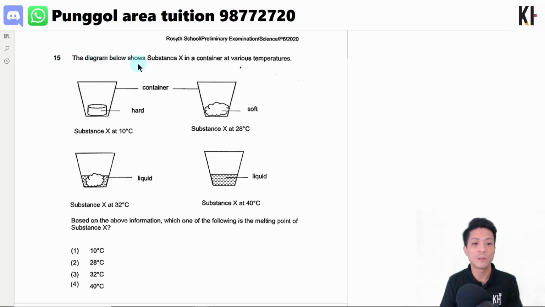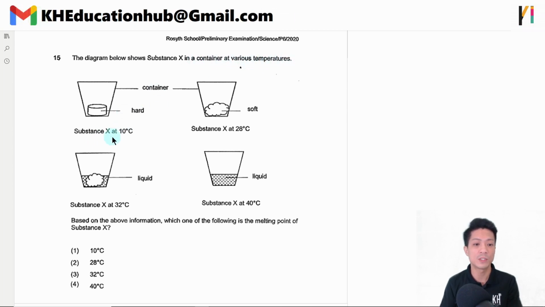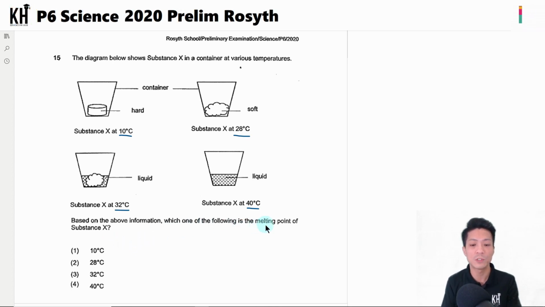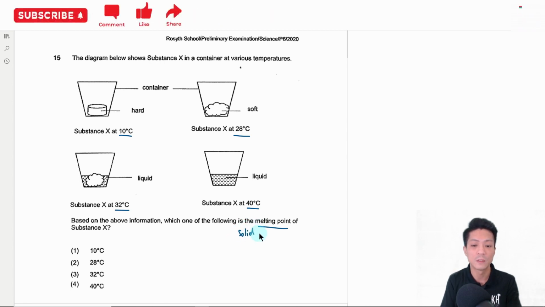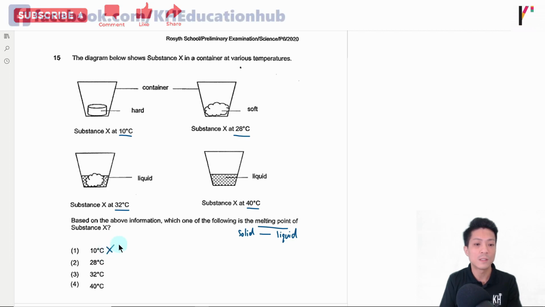Question 15. The diagram below shows a substance X in a container at various temperatures. So this is substance X at 10 degrees, 28, 32, and 40. Based on the above information, which of the following is the melting point of substance X? So melting point is when it changes from solid to liquid. Number 1 is definitely out because it is still solid.